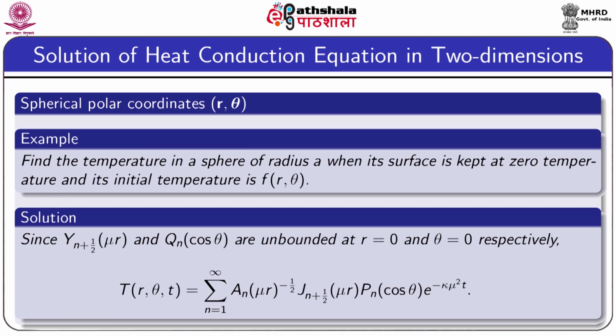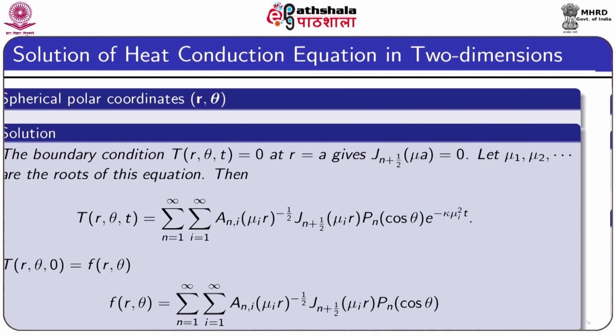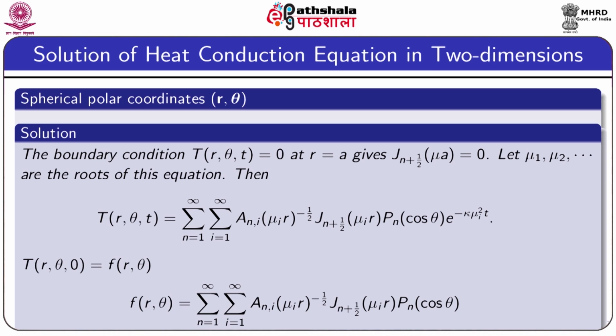Therefore, equation 13 reduces to the form capital T equals sum over n, a n into mu r to the power minus half, J n plus half mu r, P n cos theta, into e to the power minus kappa mu square t. Now, we shall use the boundary condition. The boundary condition is given that the temperature is 0 on the surface of the sphere, that means T equals 0 at r equals a. So, this gives J n plus half mu a equals 0. Let the solutions of this equation be mu 1 a, mu 2 a and mu n a.